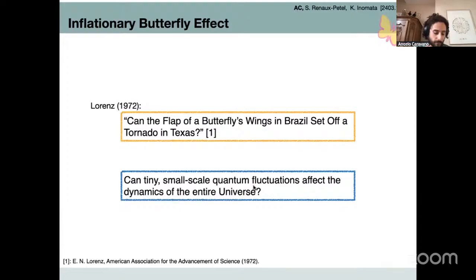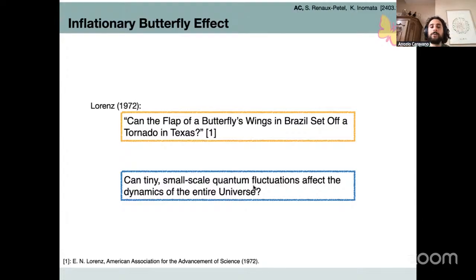Now, let me motivate for one second why we call this the inflationary butterfly effect. The original butterfly effect was about asking how much, in the context of the development of chaotic systems.